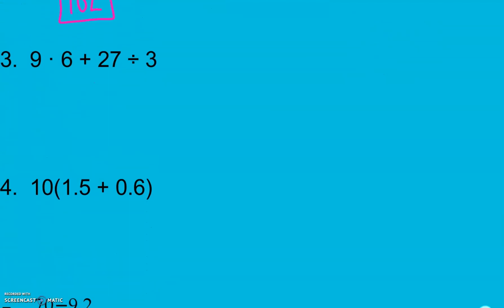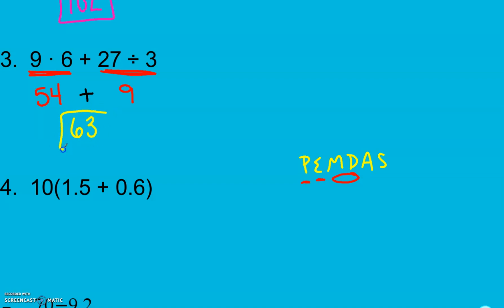Give 3 a try. Again, we're still using that order of operations, PEMDAS. We have no parentheses, no exponents, but we do have multiplication and division. Remember, these are the same step from left to right. So first I see multiplication, 54, and then I see division, 9. And we do those in the same step, whichever one we see first on the left side. Now all I have left is addition. I can go ahead and do this, and we get 63.